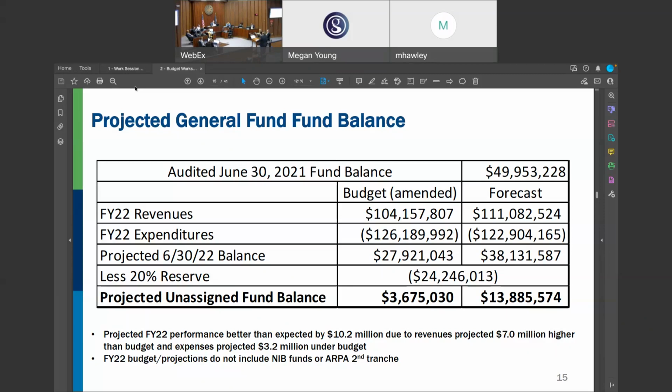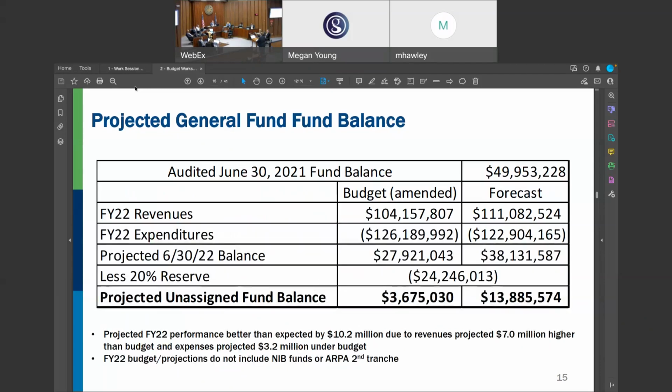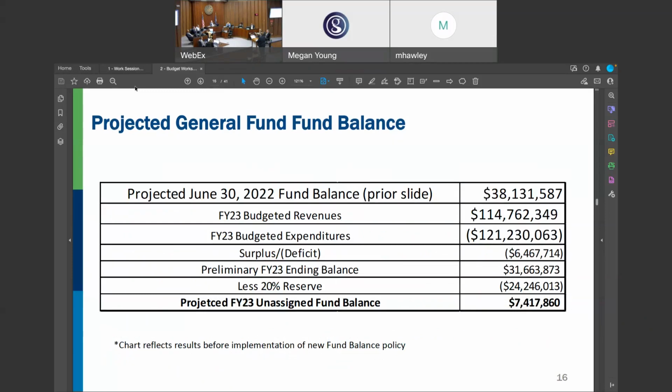Thank you. So this is for the current year end. Now I'm going to go forward to next year. And so that's 38.1 million. This is the same number that you can see at the projected 6/30/22 balance, about middle of the screen on the right. So that flows over to our starting balance for next year. We have our revenues and expenses. So our current budget is set up to use about $6.5 million of fund balance.